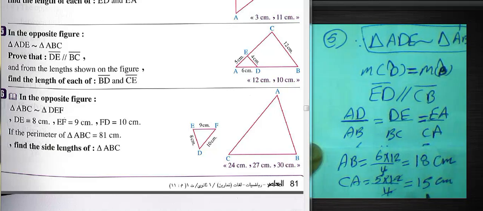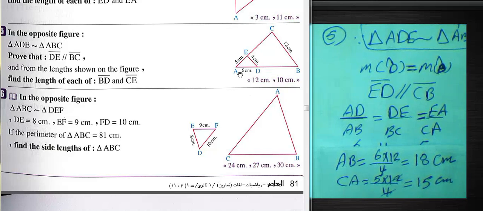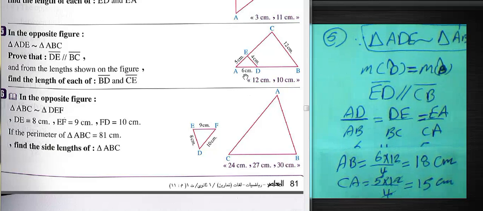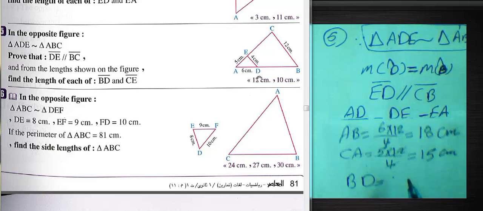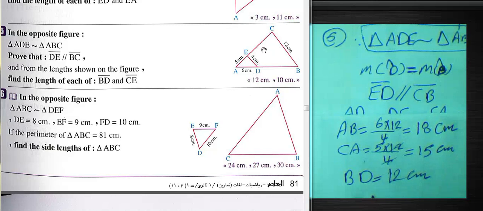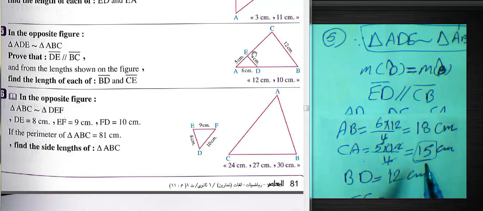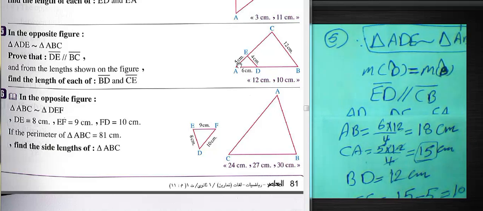We can find the length of BD. Look here with me. BD is found by subtracting 6 from the length of AB, which equals 18. 18 minus 6 equals 12. So BD equals 12 centimeters. And we can find the length of CE here. CE equals AC minus AE, 15 minus 5 equals 10 centimeters.